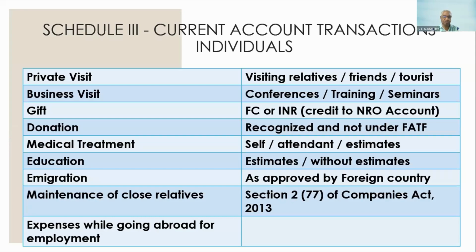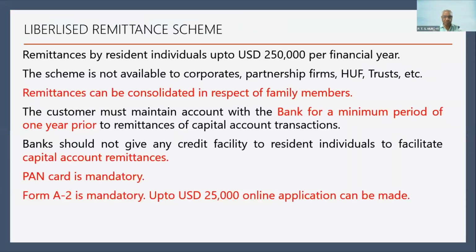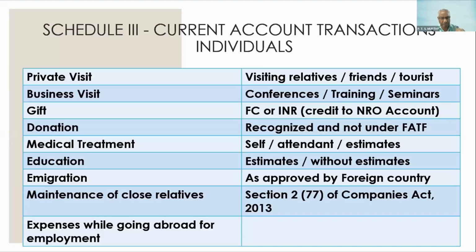Now, whenever we are doing all these transactions, they have covered all of them under one scheme called LRS, Liberalized Remittances Scheme. We will see that scheme, then again come back to this slide. Under the Liberalized Remittances Scheme, we can remit up to $250,000 in a financial year. In this $250,000, we can remit either for one purpose or multiple purposes, together or separately, up to a maximum of $250,000.